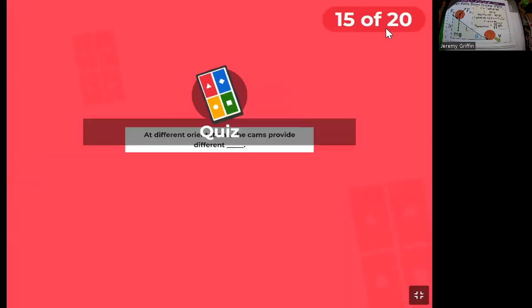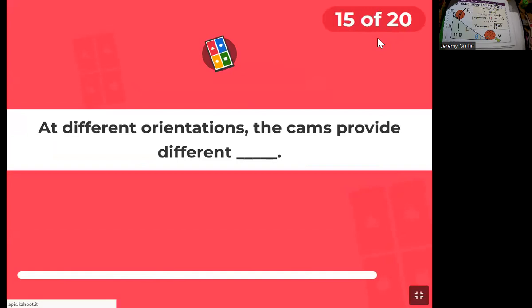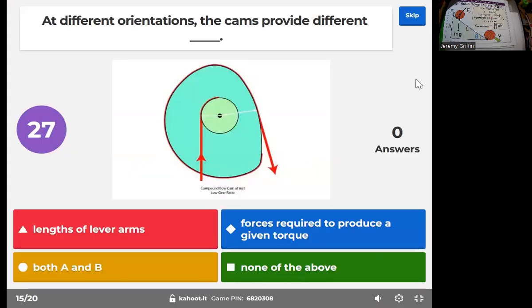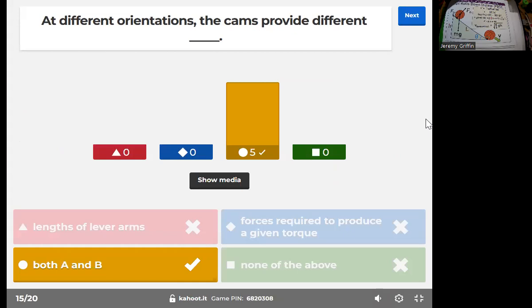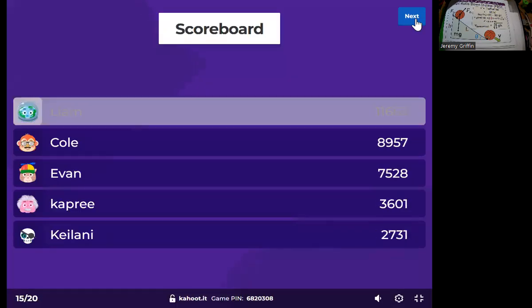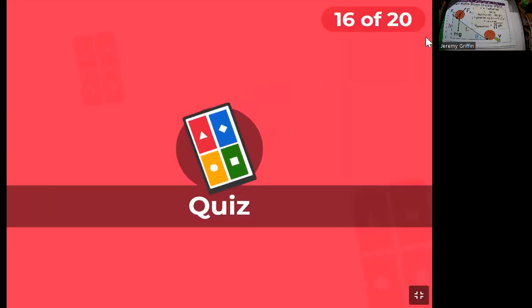At different orientations, the cams provide different what? Actually, you're pulling on the one on the right. There's a rope right here. Yeah, so the lever arm would be changing, and so with the forces and the torques, if you wanted a constant torque, you'd have to change the force. So it would have to be really wonky. All right, points for everybody.